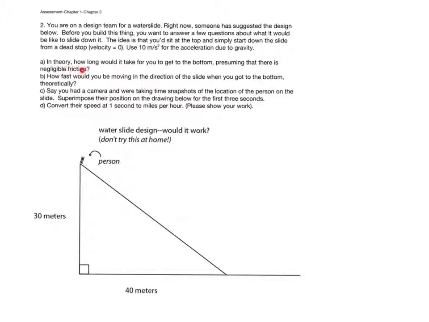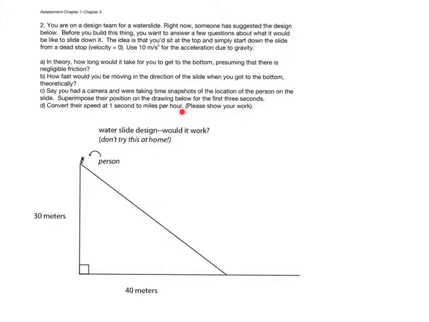Presuming that there's negligible friction, how fast would you be moving in the direction of the slide when you got to the bottom? So this is a question about the speed or velocity in the direction of the slide. And you had a camera, taking time snapshots of the location of the person on the slide. The question is, where is the person after 1 second, after 2 seconds, 3 seconds, and put those pictures here. And the last thing, convert the speed at 1 second to miles per hour.